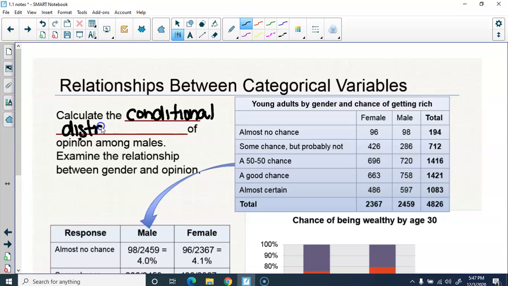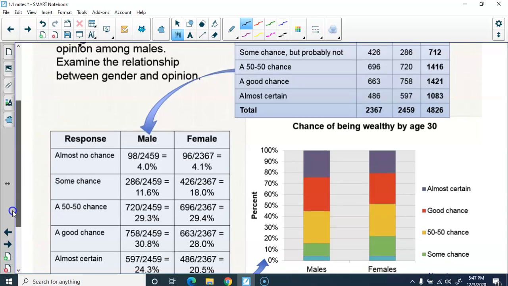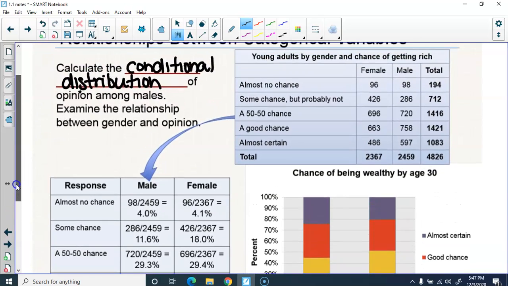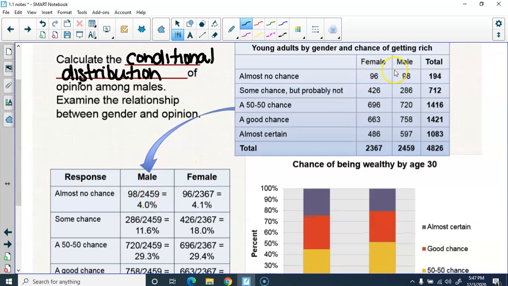So what that's going to look like: calculate the conditional distribution of opinion among males. So notice that the calculations over here are dividing, so almost no chance. I'm looking here at the 98 and dividing by the male total. So we're examining the relationship between gender and opinion. So the gender, or the sex total, is going to be the number we divide by.